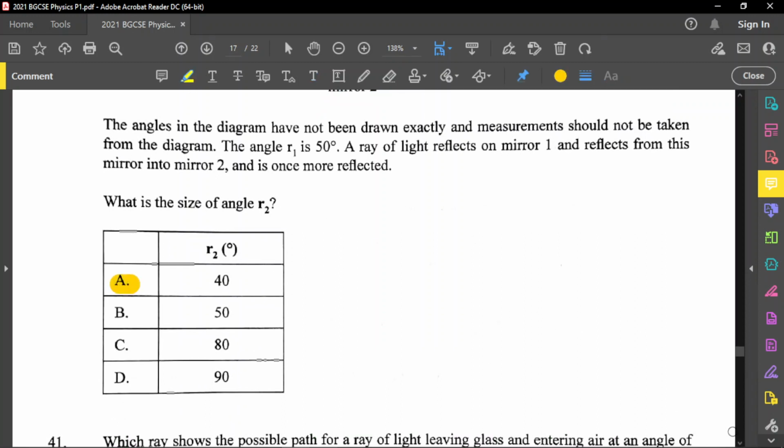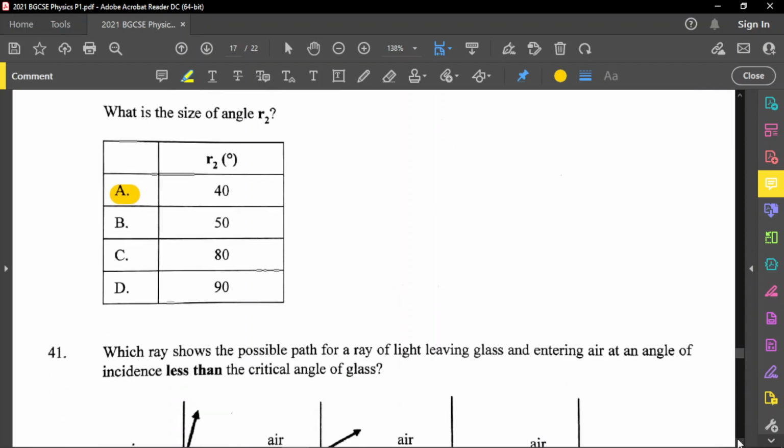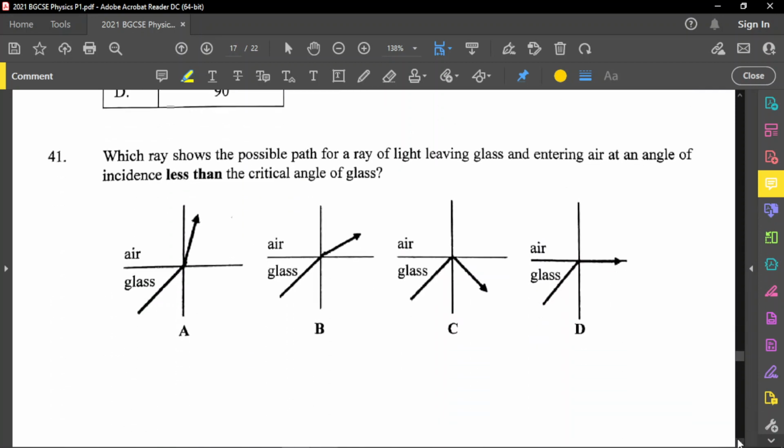All right, question number 41. Now we're getting really close in sight to the end. It said, which ray shows the possible path for a ray of light leaving glass and entering air at an angle of incidence less than the critical angle? And this is a very important thing for us to know right here.